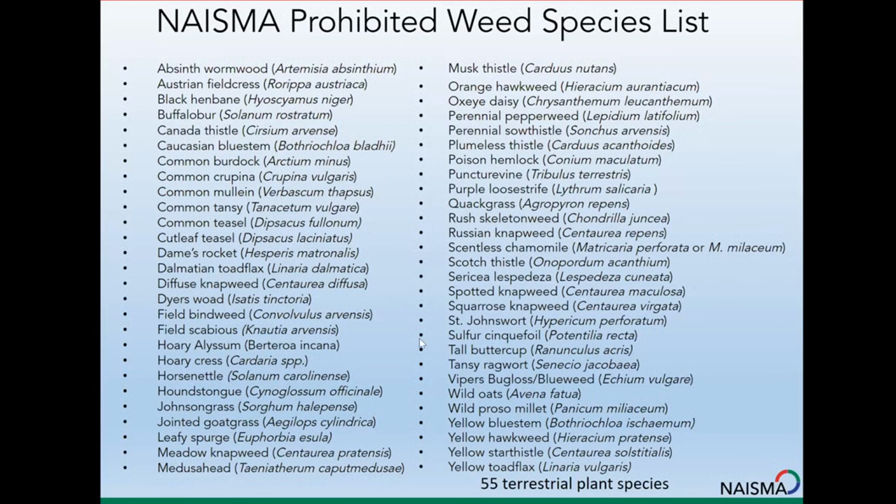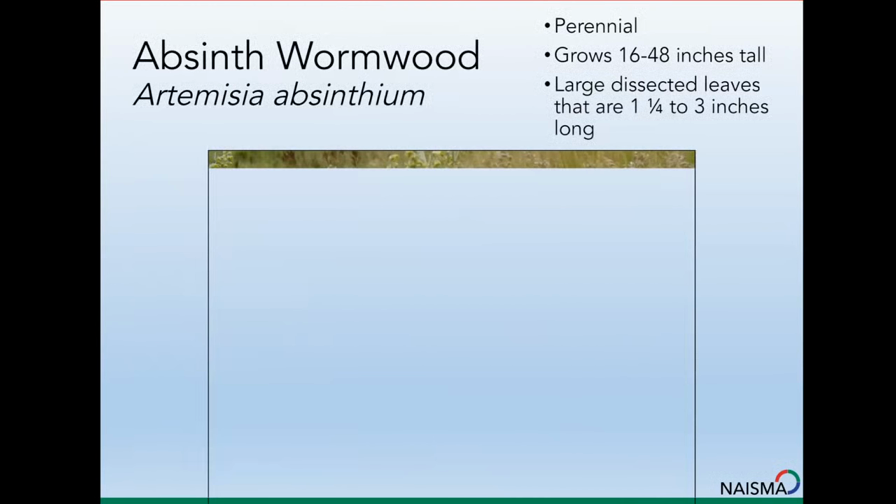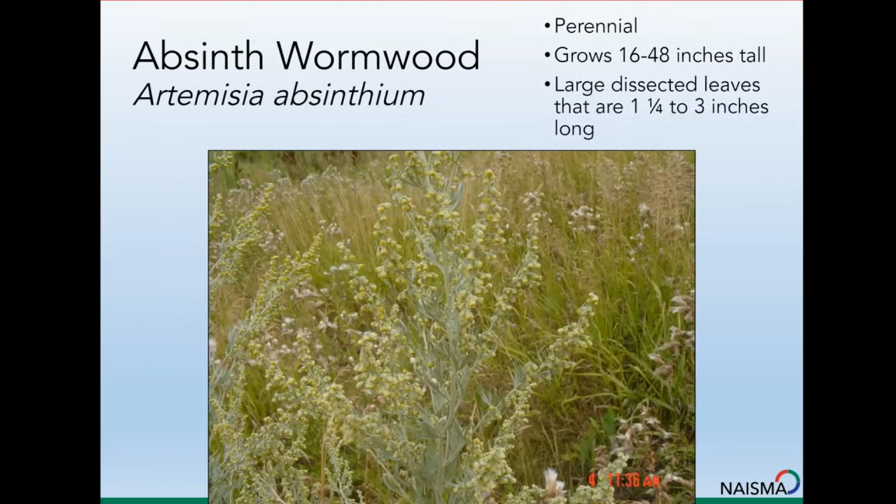So as we move through the presentation, the easiest way for me to organize this was alphabetical. And so we're gonna start at the top, and in the next hour and a half-ish, we'll work through all of these species. It's basically just a photo slideshow with some helpful identification bullet points. So starting off, this is absinthe wormwood.